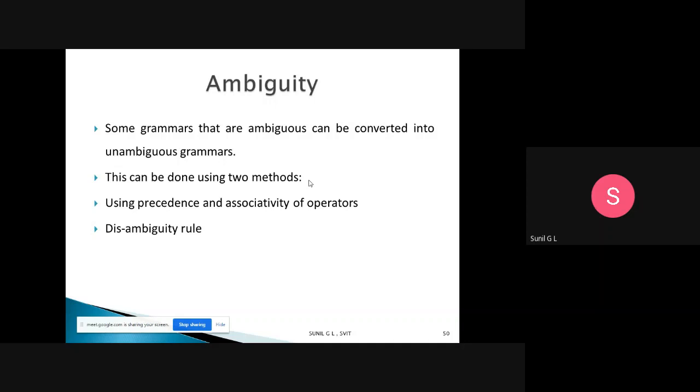So how can we convert? There are two methods to convert an ambiguous grammar to an unambiguous grammar. One is using precedence and associativity of operators. The other one is the disambiguation rule. So we have two methods to convert ambiguous grammar into unambiguous grammar: the first is precedence and associativity of operators, and the second is the disambiguation rule.